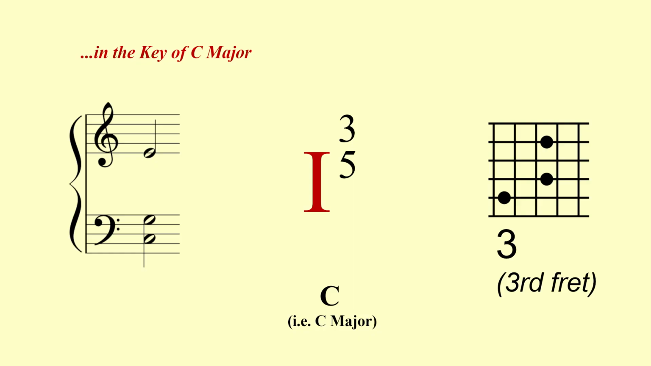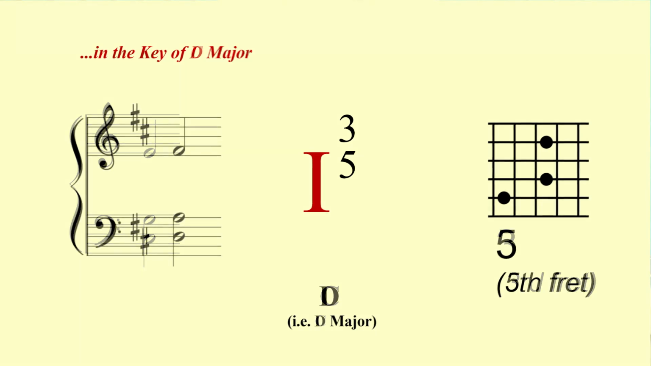The figures in this case relate to the voicing of the chord. And here is D major in the key of D. A different key, a different chord, but the relationship to the key of the chord is the same. It's the tonic.